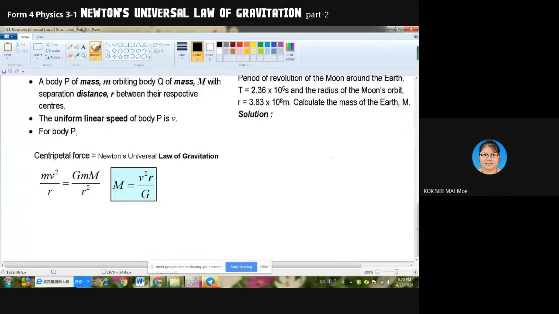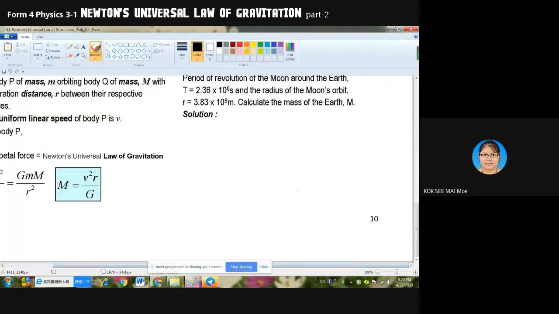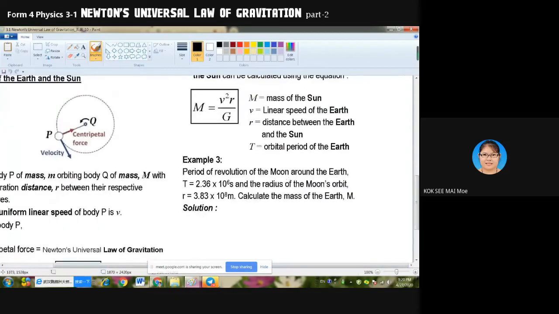Okay, example 3. Come, we do together. Then 4 and 5 you do yourself. Okay, period of the revolution of the moon around the earth. Okay, they give you the period. Understood? If you have the period, you cannot use the first formula, you must use the second one.